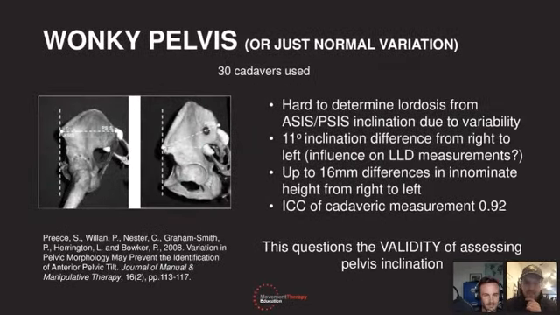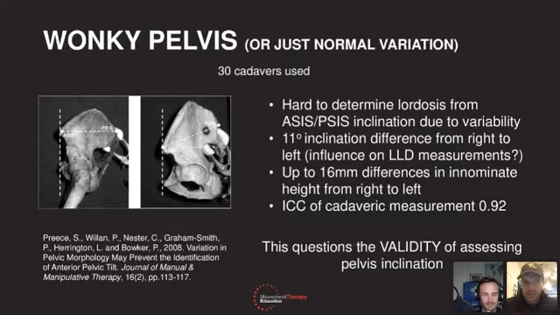But then we got this as well. So there's a really cool paper from back in 2008, I think it was, a guy called Grice working with Lee Harrington up in Manchester. They looked at the ASIS and PSIS inclination on cadavers. So they took cadaveric specimens and they measured the angle of inclination of their pelvis.